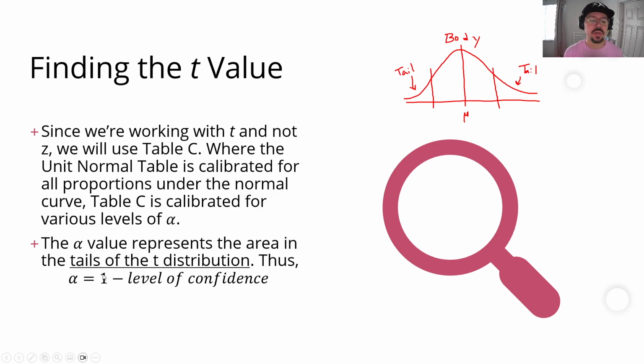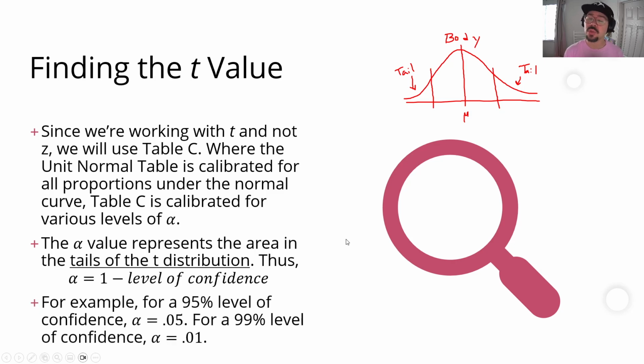In order to determine what the area is in those tails, we're going to calculate alpha. To do that, we take 1 and subtract from that our level of confidence. Remember, we're working with 95 and 99% confidence. So for a 95% level of confidence, our alpha value is 0.05. If alpha is equal to 1 minus the level of confidence, we can't subtract a percent. We can't say 1 minus 95%.